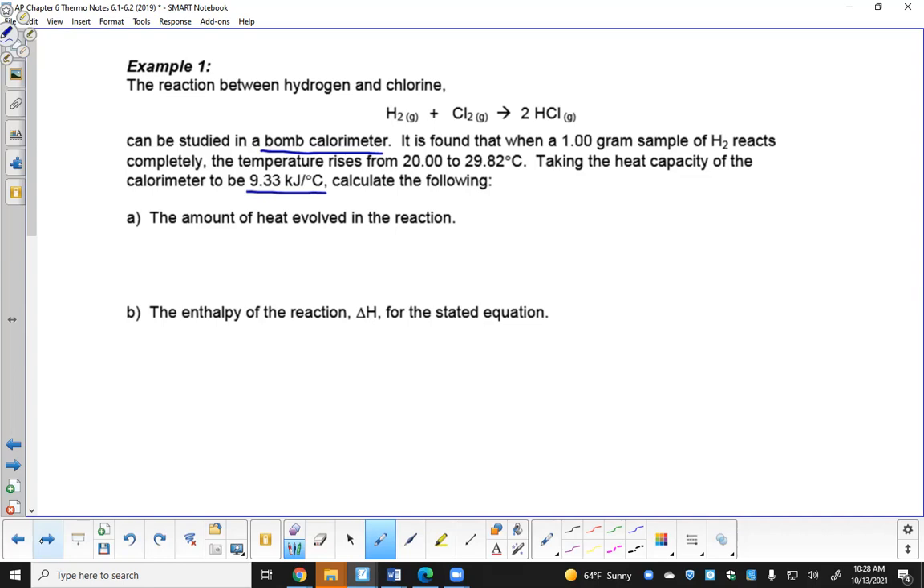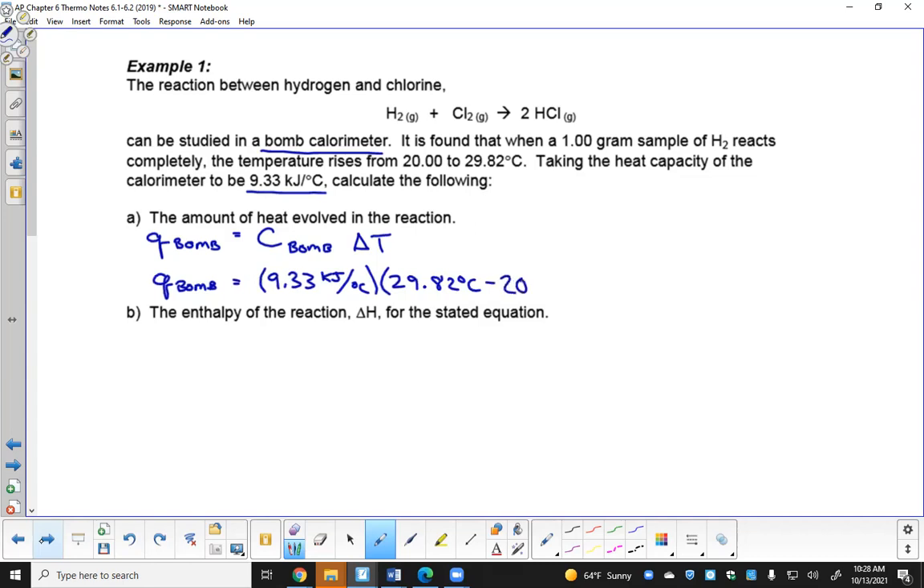So here's how I would start it out. Whatever's happening, it's going to be that, called the C of the bomb. They call it the Ccal, I call it the C of the bomb. The heat capacity of the bomb and the change in temperature of the bomb. In this case, the Q that takes place in the bomb calorimeter is 9.33 kilojoules per degree Celsius, times the final temperature 29.82 minus the initial temperature of 20. So we get a positive 91.6 kilojoules of energy that way. That's absorbed by the calorimeter.